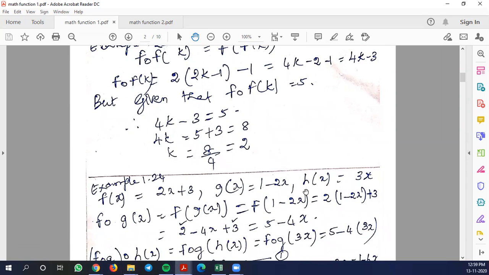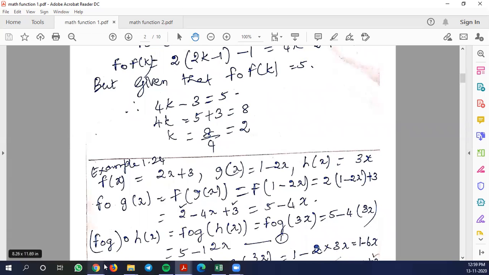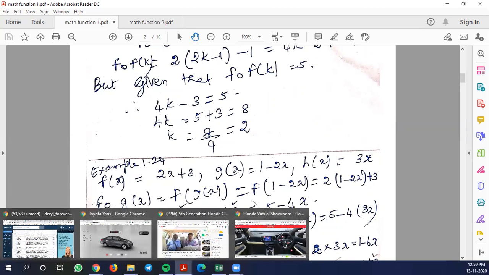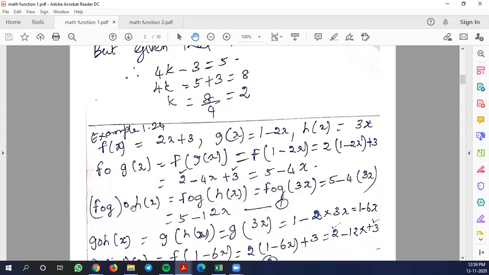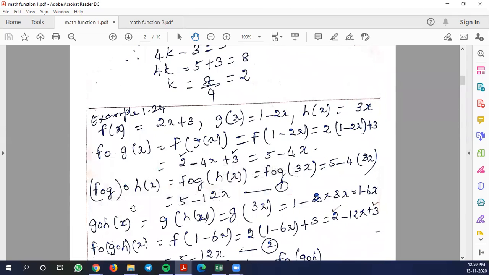Next example, 1.24. f of x is given, g of x is given, h of x is given. We are going to prove that f of g of h is equal to f of g of h, composition associativity. So first we have to take the LHS. So here first we are finding the f of g in the bracket.